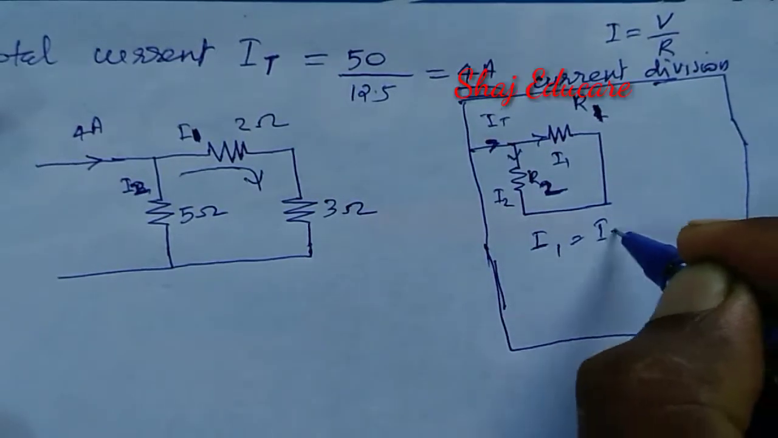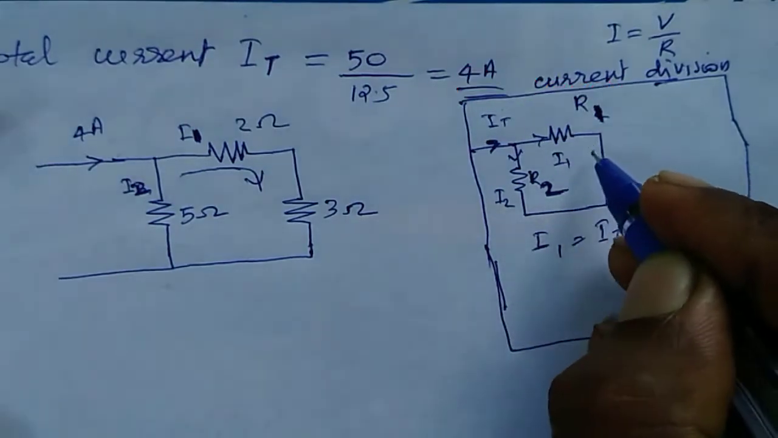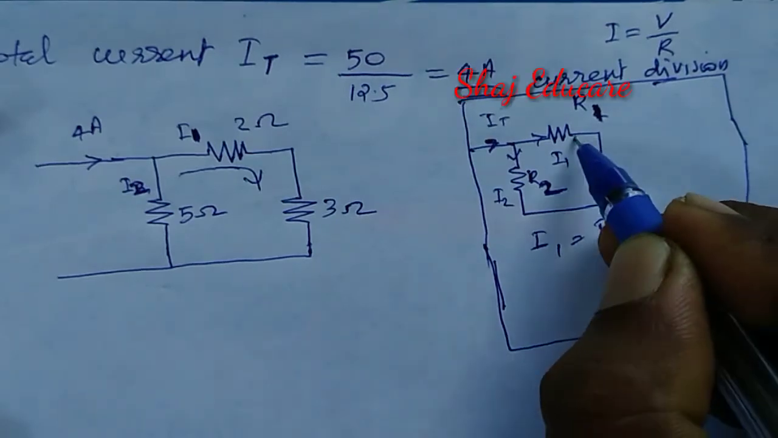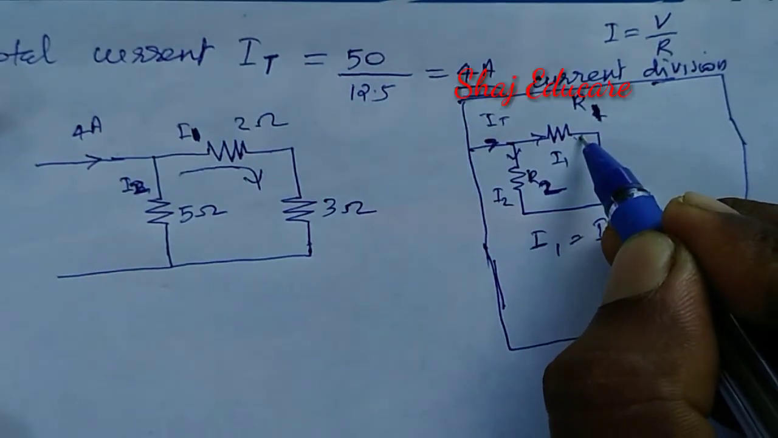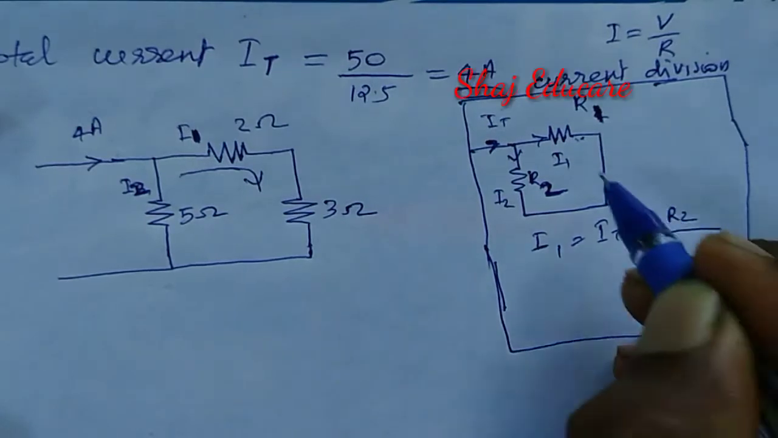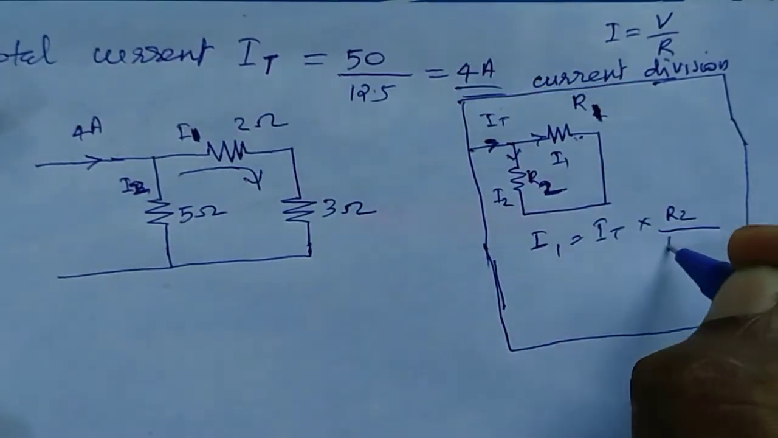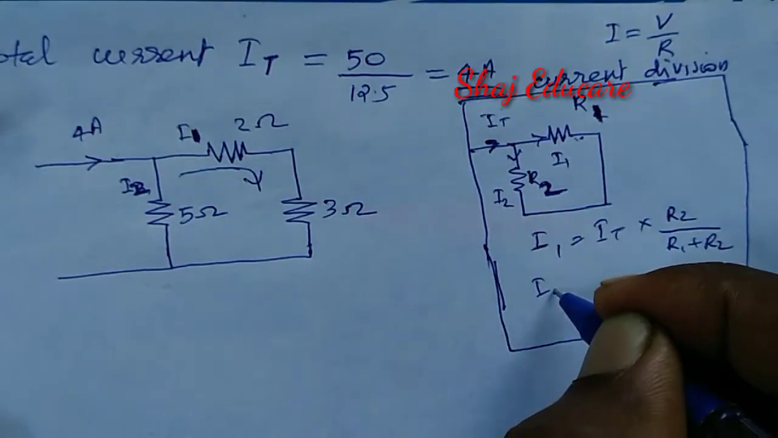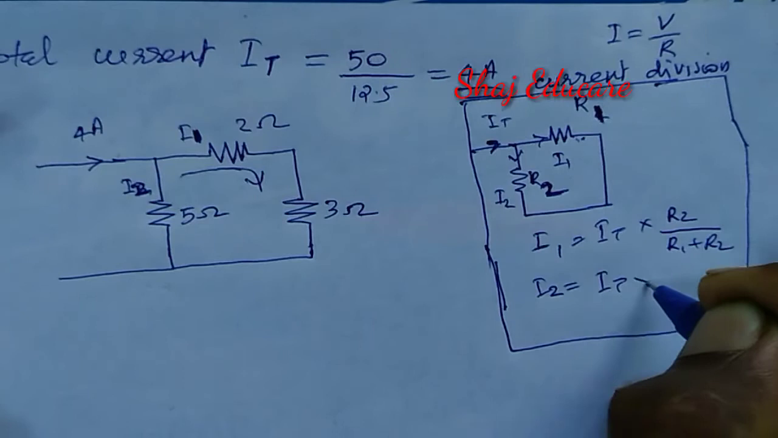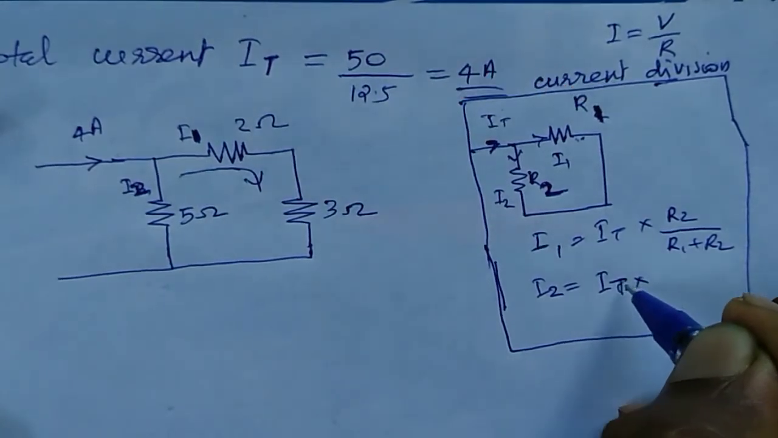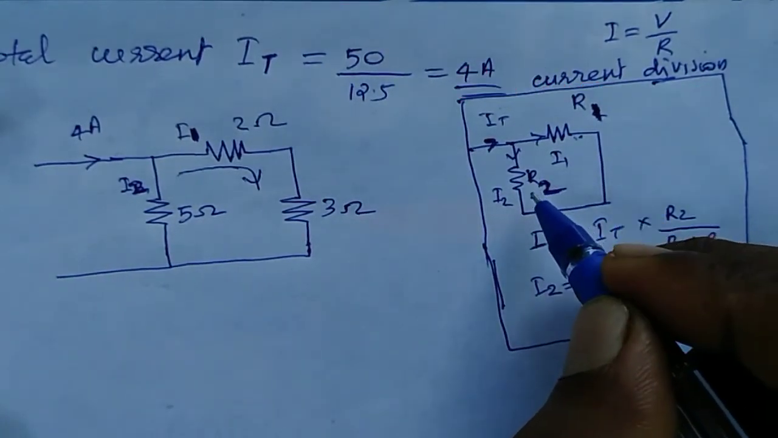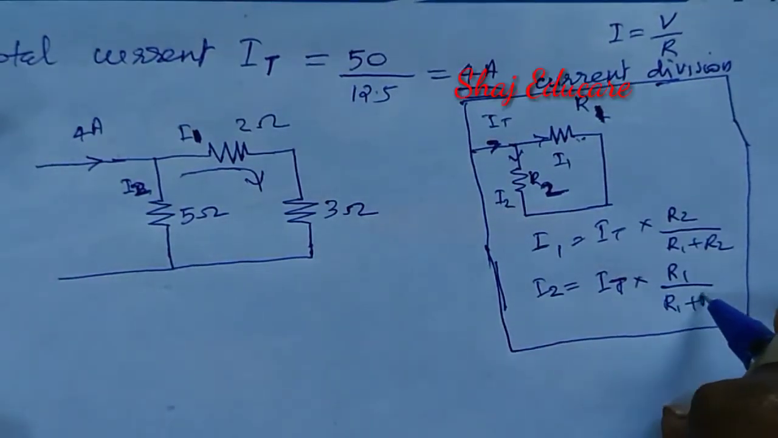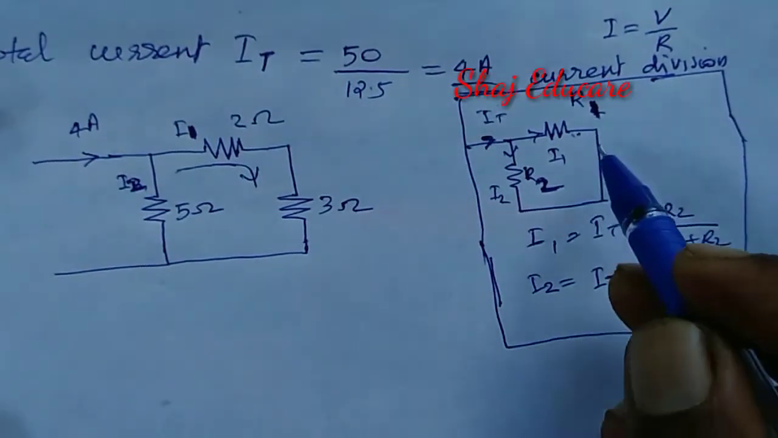I1 is the current flowing through this resistance. Therefore, I1 will be equal to I total into the resistance opposite to R1, which is R2, divided by the total resistance in this loop, that is R1 plus R2. Then similarly, the current flowing through this resistance, I2, will be I total into the resistance opposite to R2, which is R1, divided by the total resistance R1 plus R2. This is basically the current division rule.